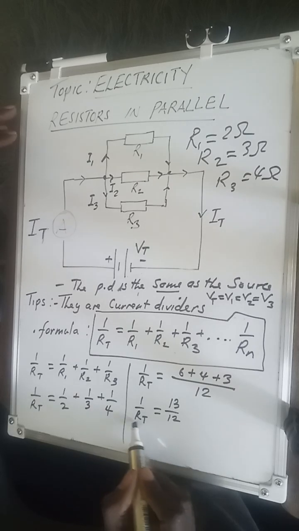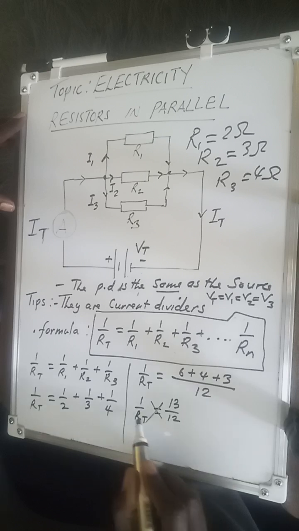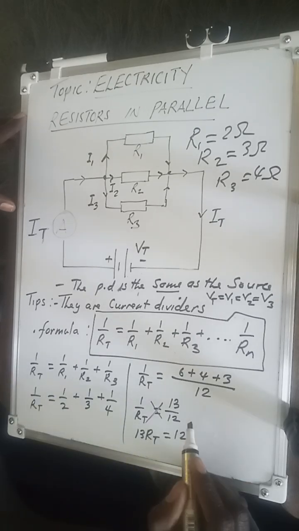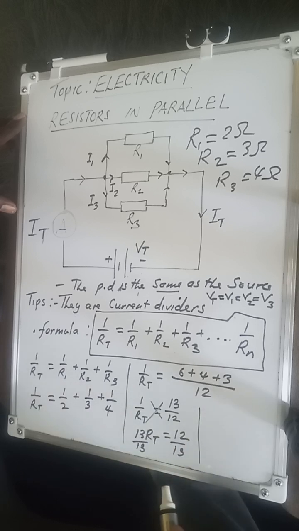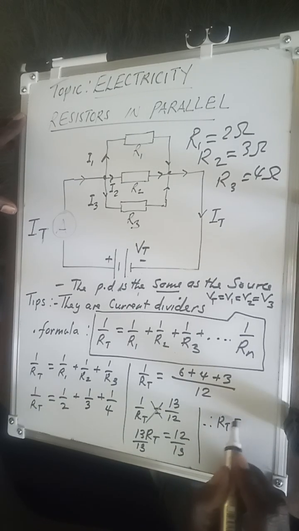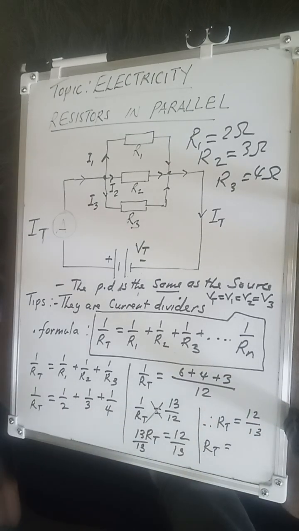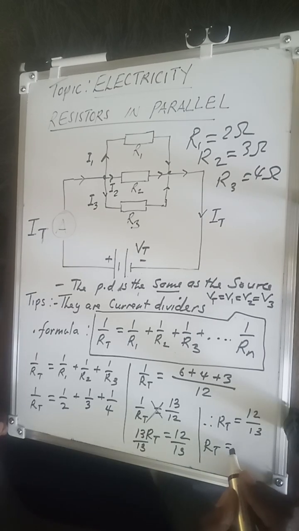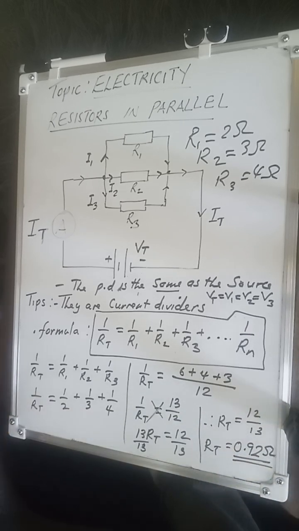So remember, for us to find R total, which is the resistor total, we cross multiply. This times that will give me 13 R total, which will be equal to 12. So to find R total, divide by 13. What I do this side, I'll do the other side. So therefore, my R total will be 12 divided by 13. Using the calculator, 12 divided by 13 to 2 decimal places will give me 0.92 ohms. So that is the total or the combined resistance that we are going to have.